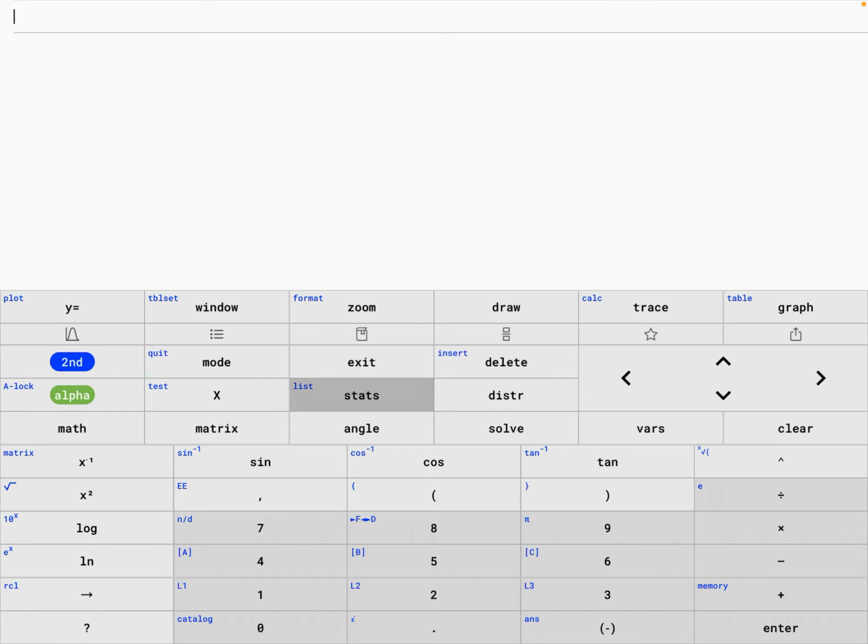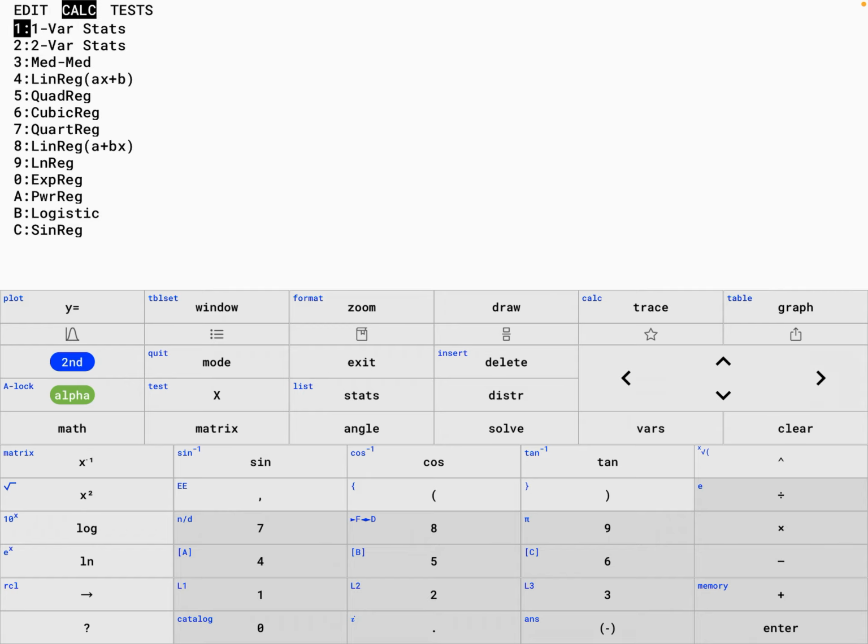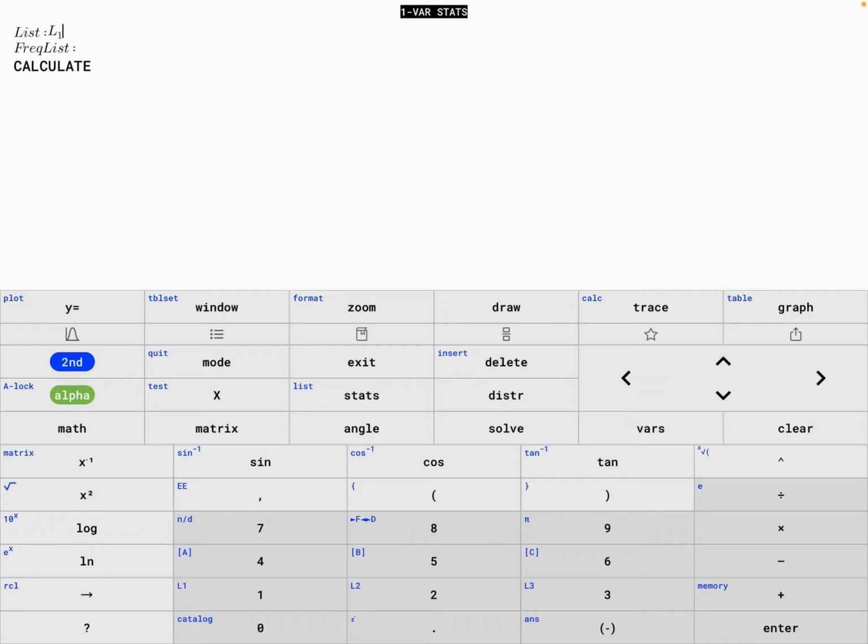Now we're going to hit that stats button again. But this time we're going to go over to calculate. And we have a long menu of options here. But the one we want is the first option. We want one variable stat. So we're going to hit enter.